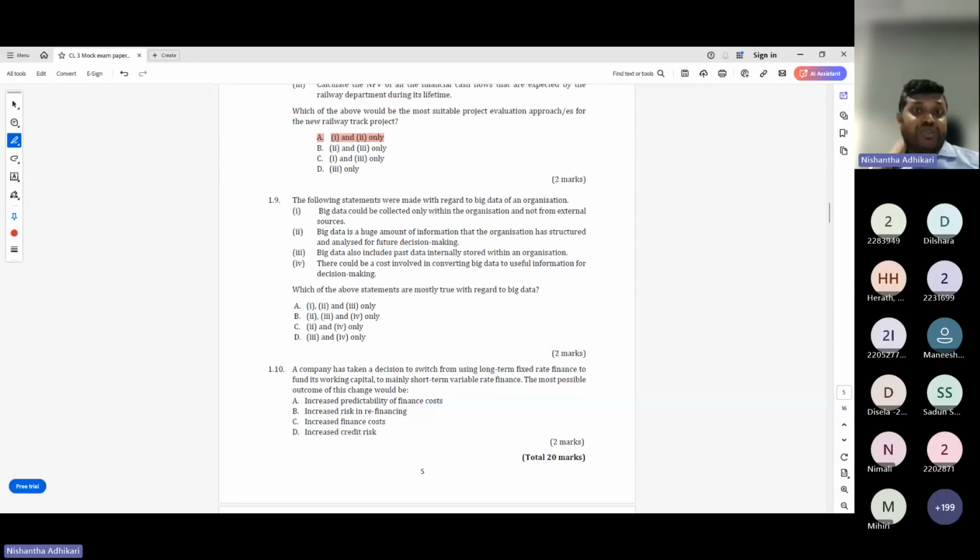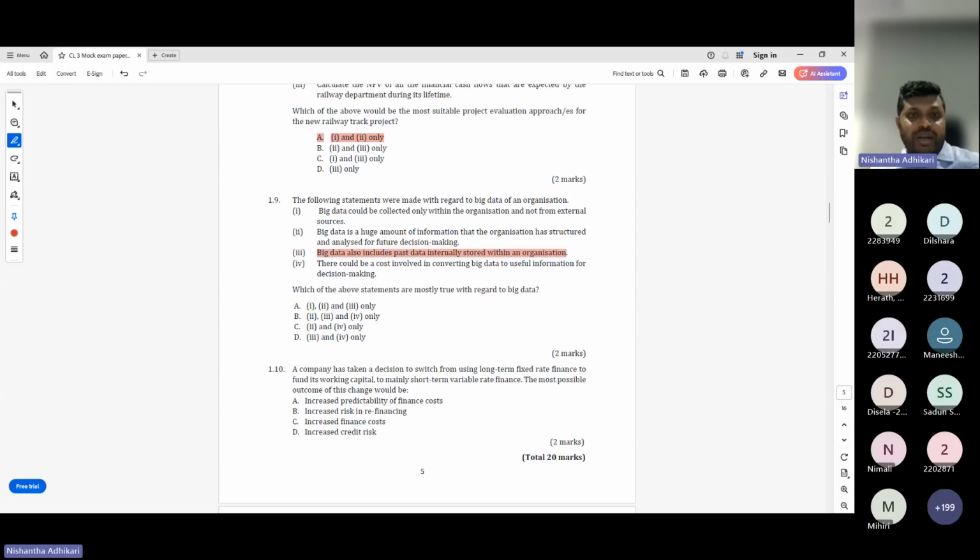Third, big data also includes past data internally stored within an organization. That's correct. It may include past data as well in order to analyze the data. Therefore, the third one is correct.